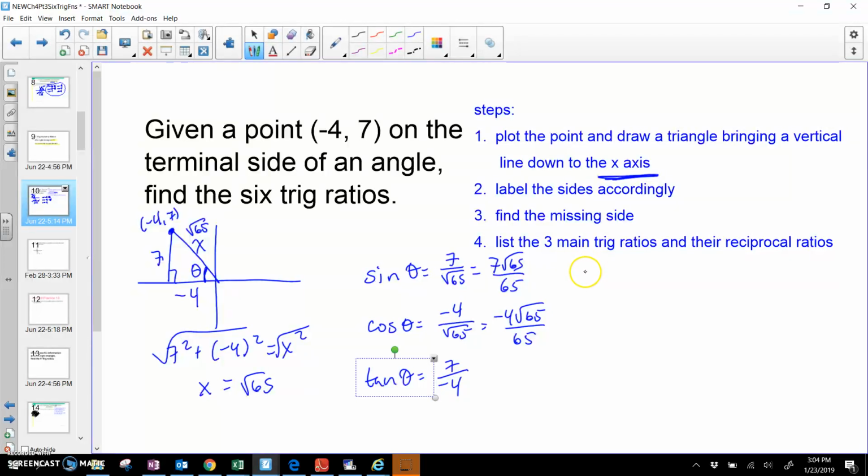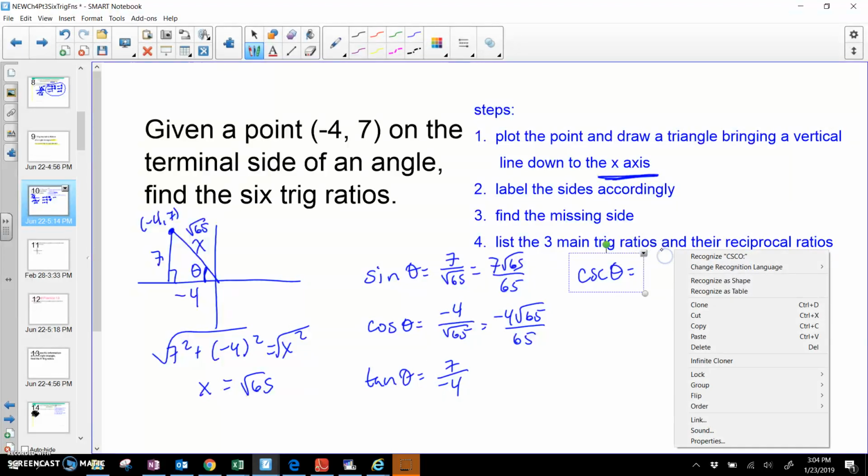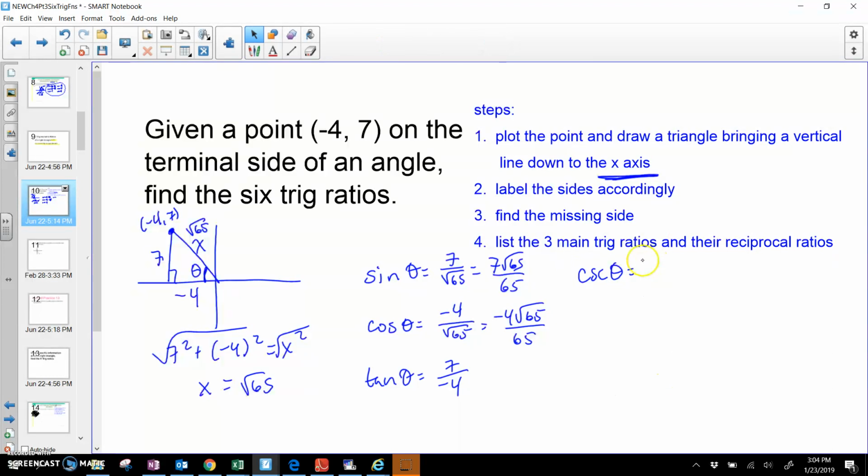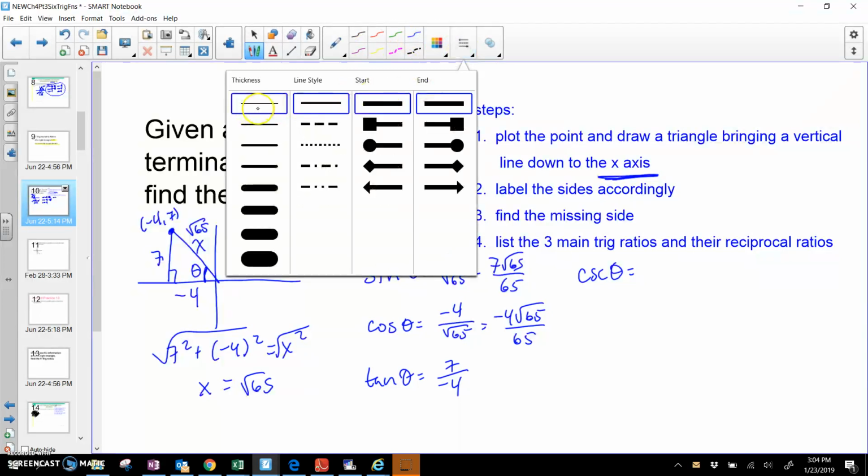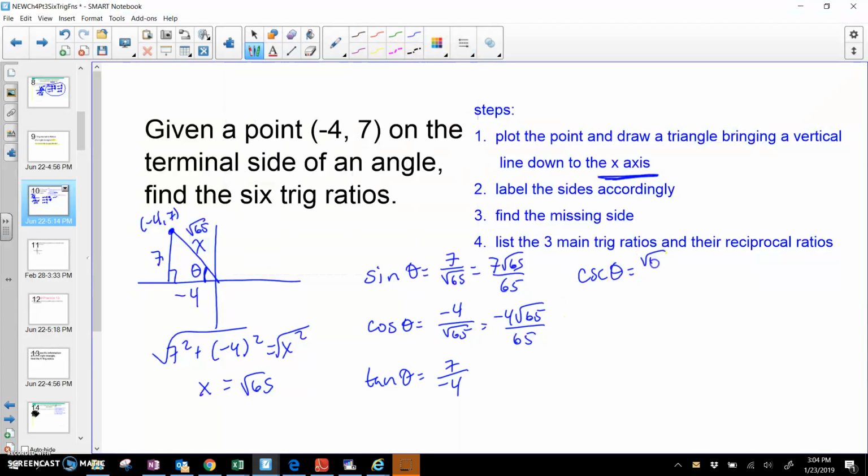My reciprocal functions, sine goes with cosecant. Cosecant of theta then is root 65 over 7. So I reciprocate the original. Secant goes with cosine, so it's negative root 65 over 4. And cotangent of theta is negative 4/7.